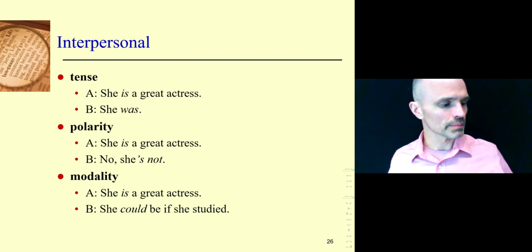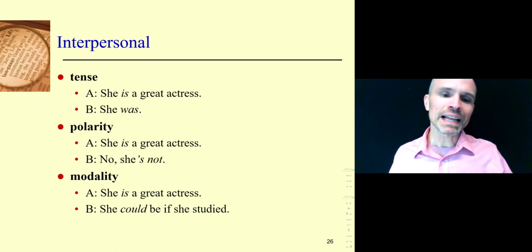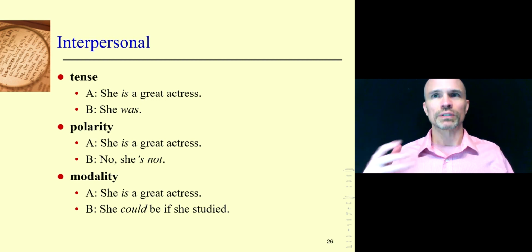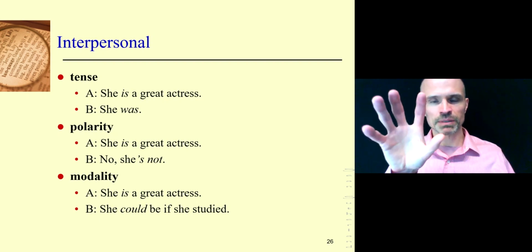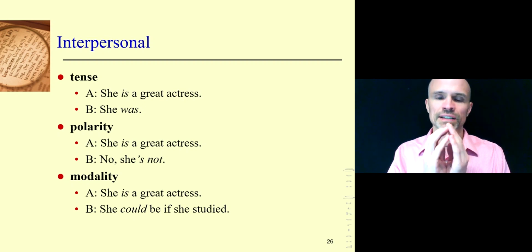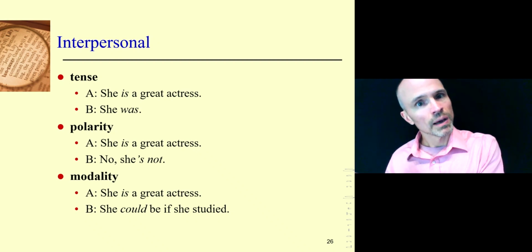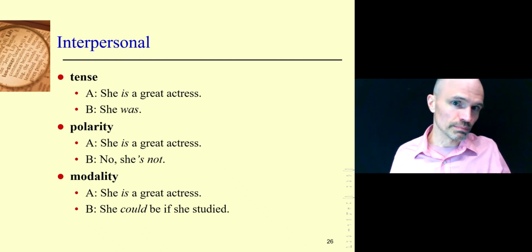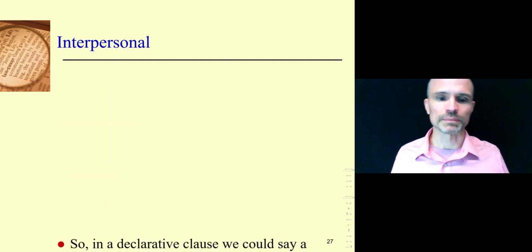Modality, as you see here, something that's presented as absolutely true has become possibly less than true. She could be. Always think of that, right? When you're talking about the interpersonal metafunction, you want to find the subject and the finite. Once you've done that, you look at the finite and say, is this finite present or past? Is it positive or negative? And is it presented as an absolute, isn't, or is it presented as modalized: could, might be, maybe, should, and so on.